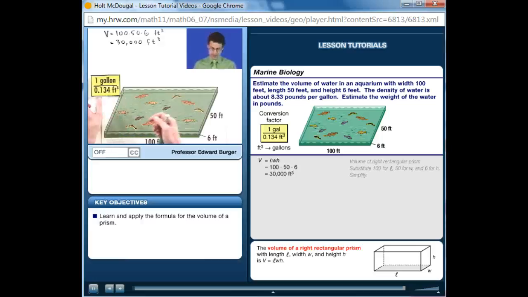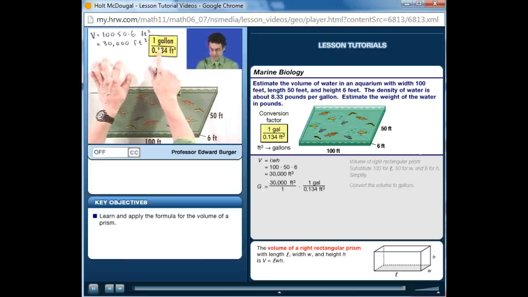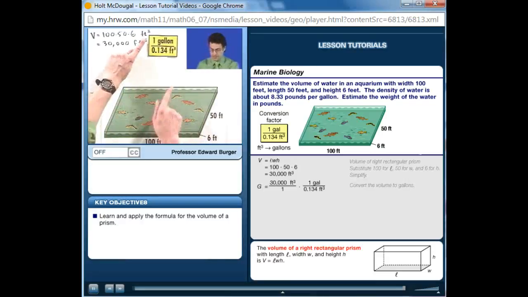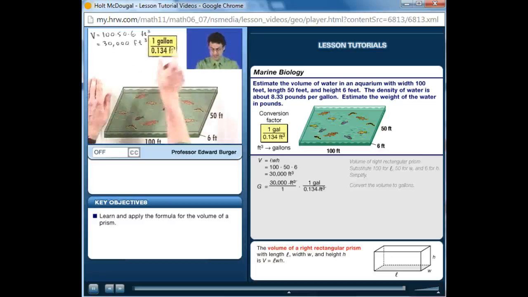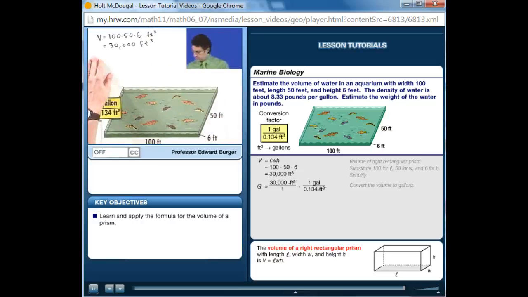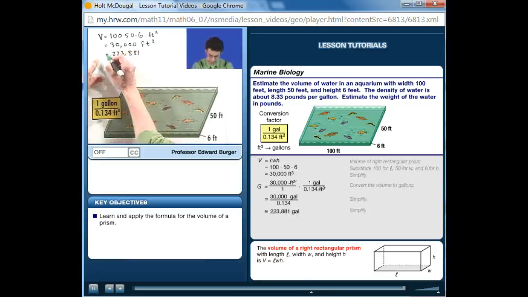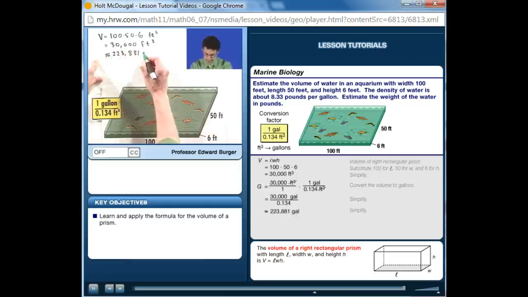And so all I've got to do is take this answer and divide by 0.134 feet cubed. And you can see if I just did that, imagine actually just putting that right there, you'd see that, in fact, even the units work out because the feet cubed would sort of go away, and I'd be left with gallons. And so I'd see how many gallons I have. So if we just take that answer and divide by 0.134 feet cubed, what we'd see here is that this is the same thing as 223,881, this is approximate, by the way, these are all estimates, of course, gallons. Okay, so now we've got gallons.